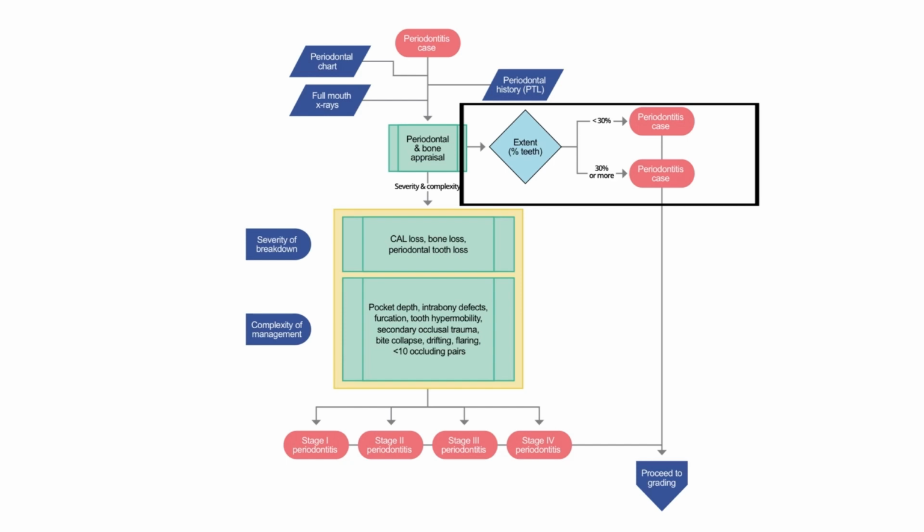Okay, so just to repeat this point, the extent is not the extent of all the teeth affected by clinical attachment loss or bone loss, but the teeth in that particular stage. Say if it's stage 3, so how many teeth are affected by stage 3, and if it's 30% or less, then this is considered localized stage 3, and if it's 30% or more, then it's generalized stage 3.